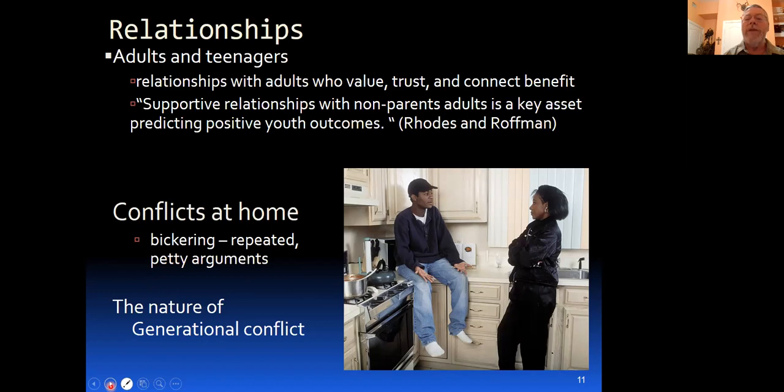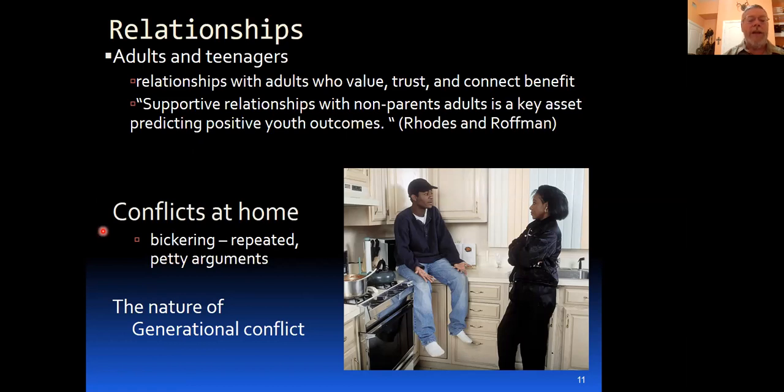Also, Rhodes and Rothman, as you see on the screen, supportive relationships with non-parent adults is a key asset predicting positive youth outcomes. So in addition to good relationships with parents, other supportive non-parent adults can be very beneficial. Again, think of teachers, coaches, high school counselors, maybe religious leaders, you name it, those all can be beneficial. But let's now have a look at, well, what about those relationships with the adults at home, relationships between adolescents and their parents?